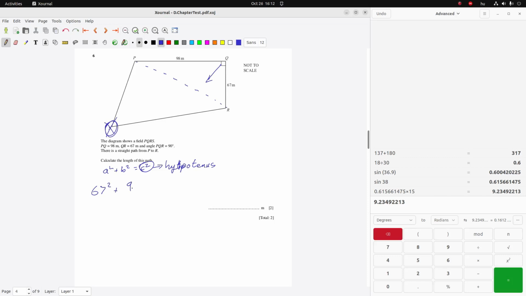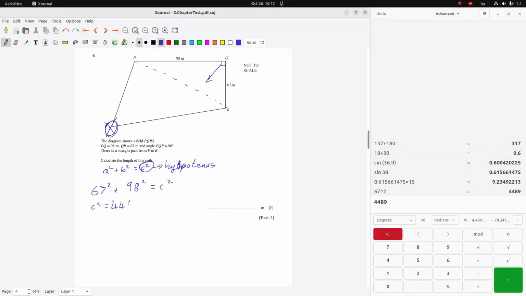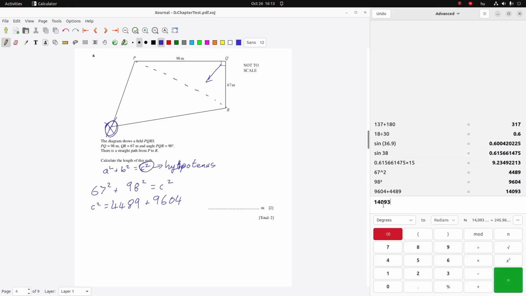97 squared plus 98 squared equals c squared. That means we'll end up with c squared equals, let's just put it in the calculator, 62. Where's the squared? Okay, I'm just going to do it like this. 62 to the power of 2 equals 4489. 4489 plus 98 to the power 2 equals 9604. So then I'm just going to add them together: 14093.